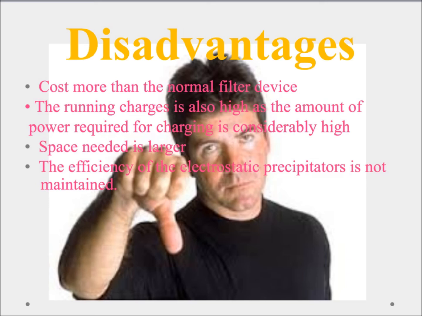The last one, the efficiency of the electrostatic precipitator is not maintained if the gas velocity exceeds what the plant is designed to afford. The dust carried with the gases increases with an increase of gas velocity. The efficiency of electrostatic precipitators decreases when the gas flow increases.